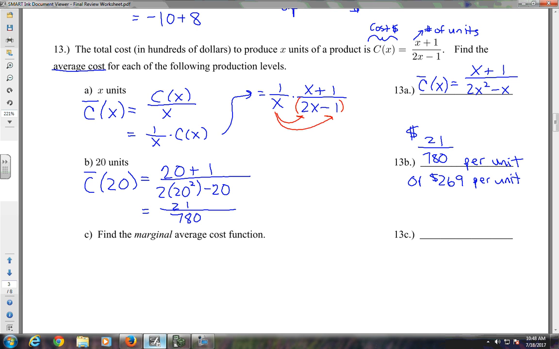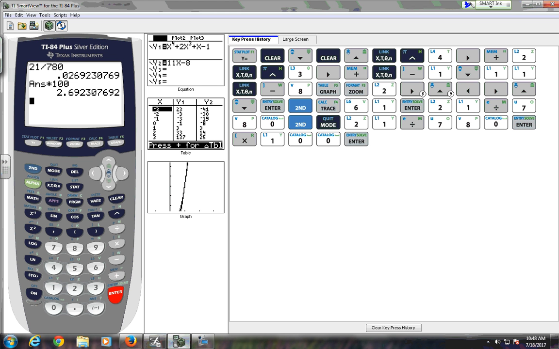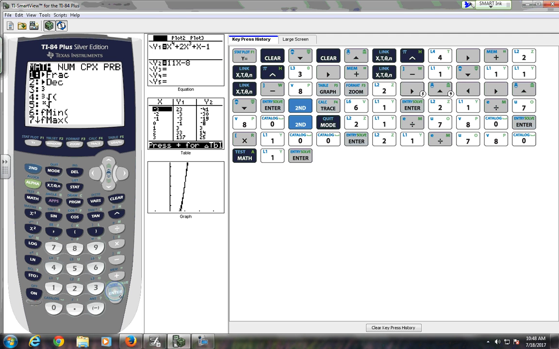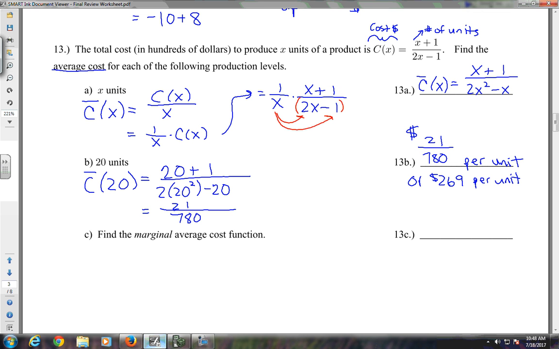All right, finally, find the marginal average cost function. Marginal means derivative. Hold on just a minute. I'm spotting one thing. Did you spot it? If you want to reduce that 21 over 780 fraction, it's 7 over 260. Let me go ahead and reduce that 21 over 780 to the 7 over 260. Don't want to give you an unreduced answer. Got to be a good example here. All right, let's move on.